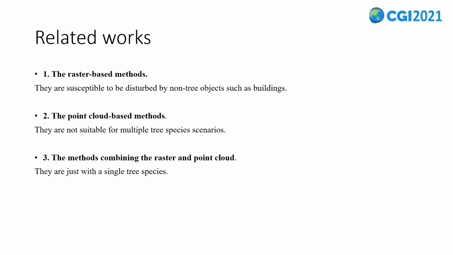There are three kinds of related works. The first one is the raster-based methods. They are susceptible to being disturbed by non-tree objects such as buildings. The second one is the point cloud-based methods. They are not suitable for multiple tree species scenarios. The third one is the method combining the raster and point cloud. They are just for a single tree species.